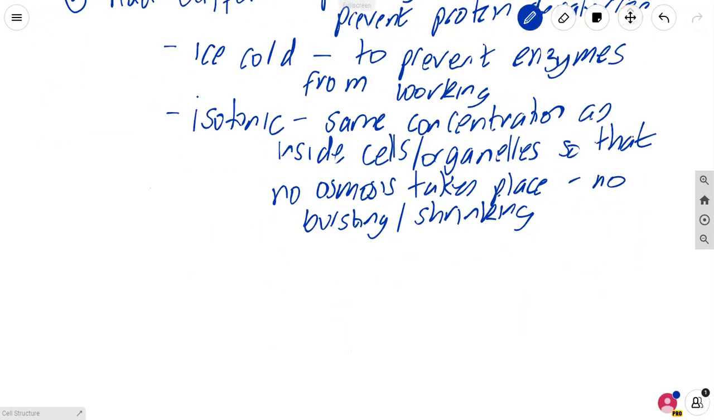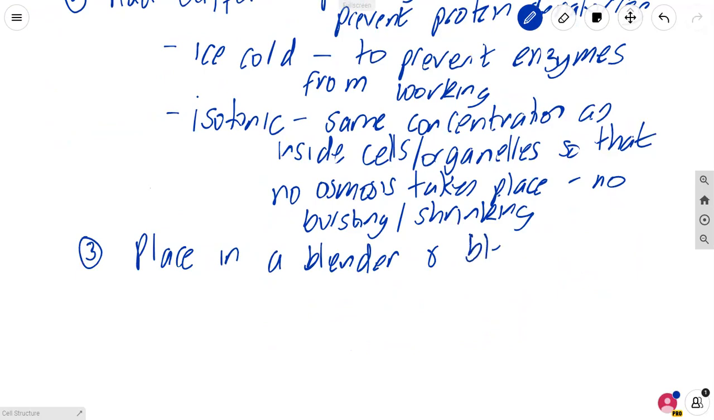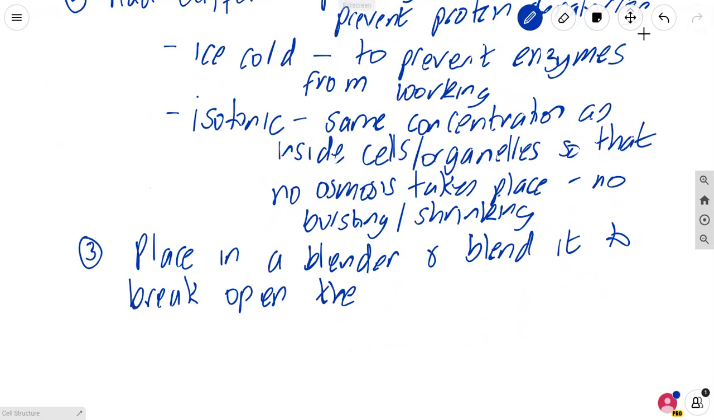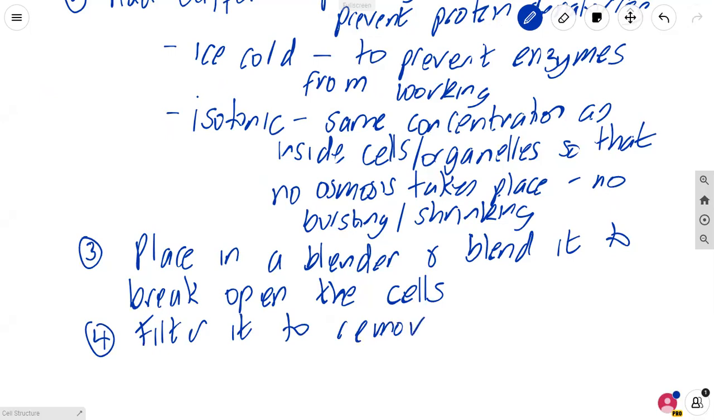You are then going to place it in a blender and basically turn it on. And that will break open the cells. Once you finish that, you're then going to need to filter it to remove any cell walls and debris.